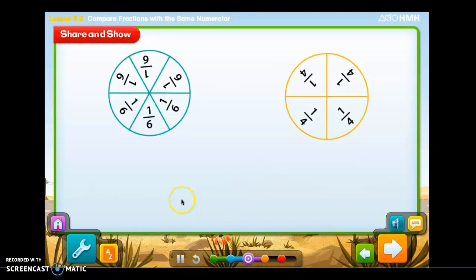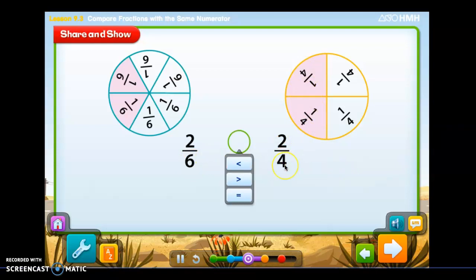These two models show two wholes that have been divided into different sized parts. Shade the pieces of the models and show 2/6 and 2/4. So this is 2/6, right? 1, 2. These models show 2/6 and 2/4.